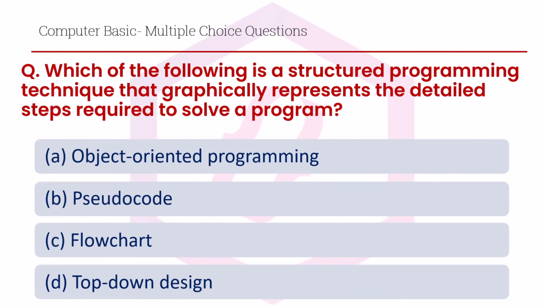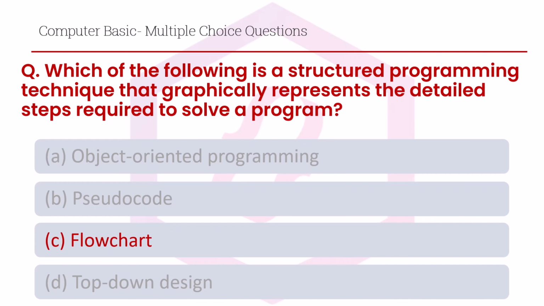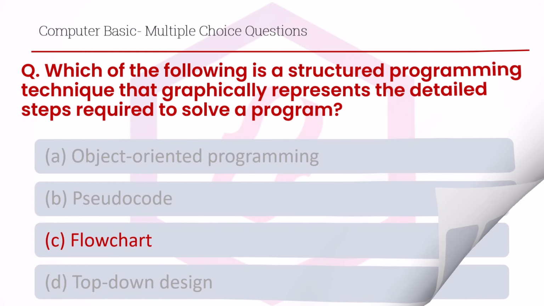Which of the following is a structured programming technique that graphically represents the detailed steps required to solve a program? Options are object-oriented programming, pseudocode, flowchart, top-down design. And the right answer is flowchart. BIOS is used for options are by compiler, by interpreter, by application software, by operating system. The right answer is by operating system.